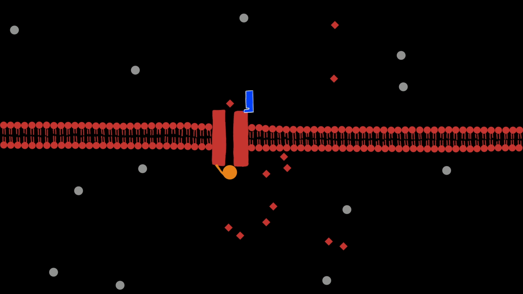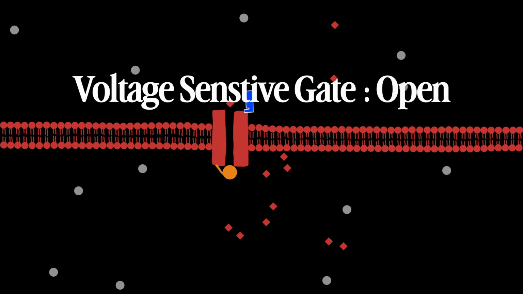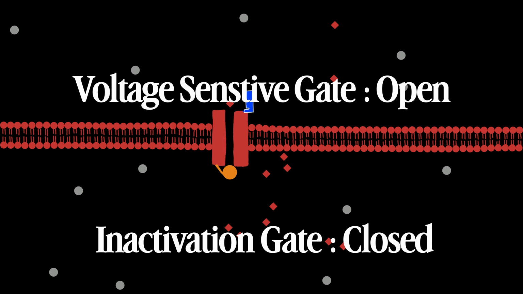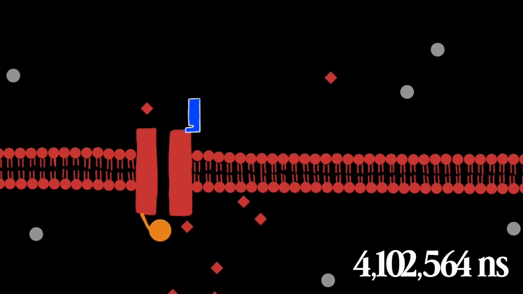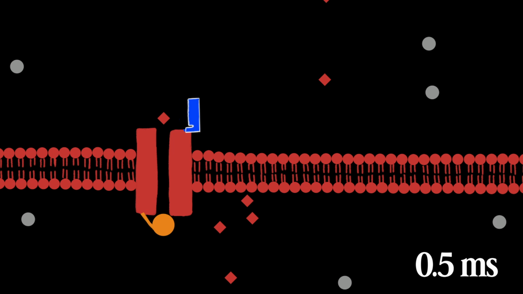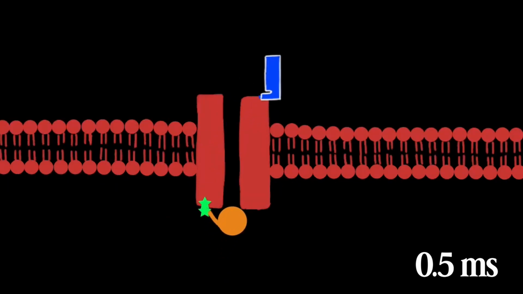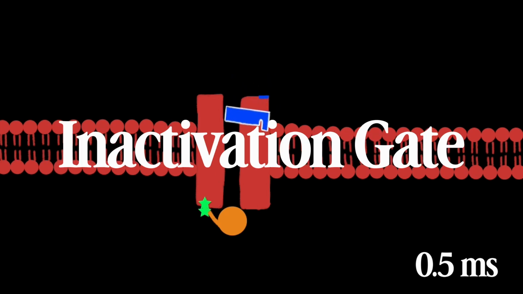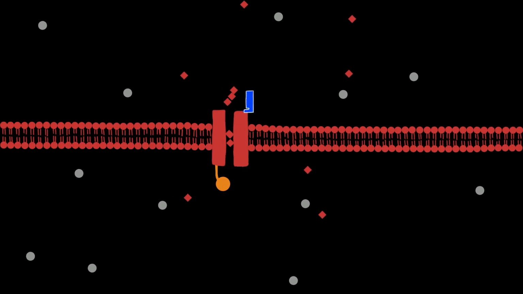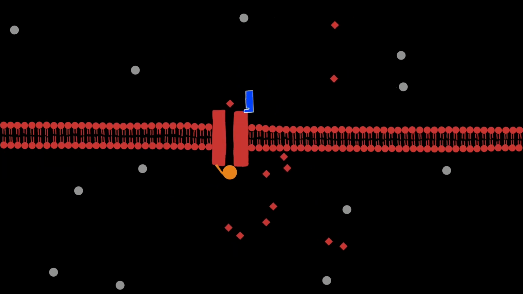Alright, now we're on the final state, the inactive state. In the inactive state, the voltage-sensitive gate is open while the inactivation gate is closed. As mentioned earlier, the inactivation gate closes 0.5 milliseconds after the voltage-sensitive gate opens. This is because the opening of the voltage-sensitive gate favors the closed conformation of the inactivation gate. The reason for the time lag is that it just takes longer for the inactivation gate to close.